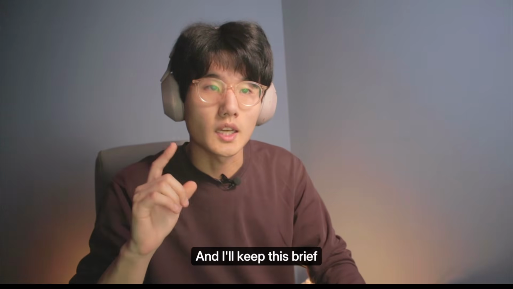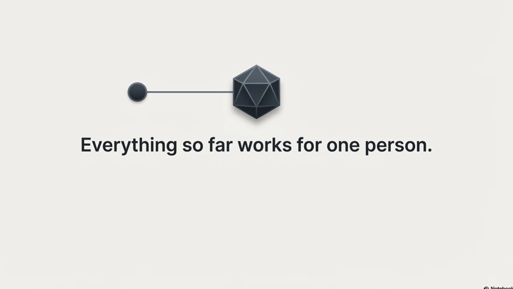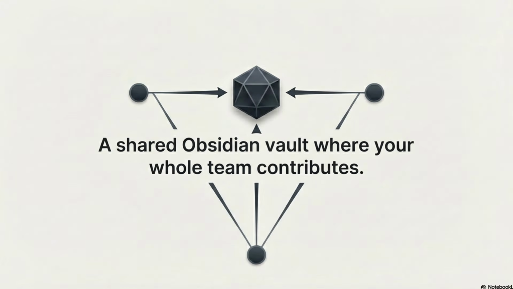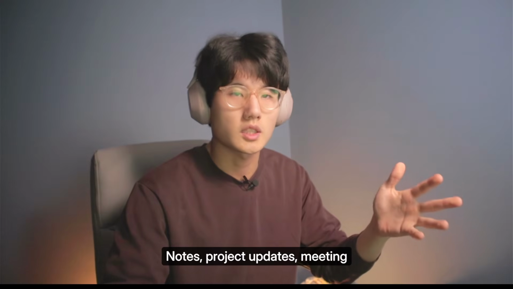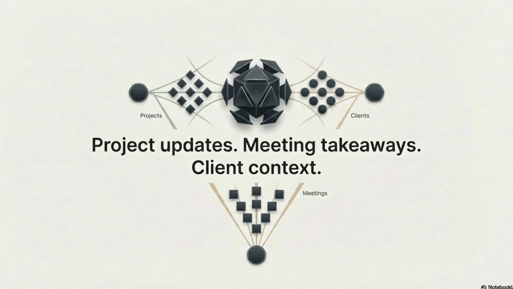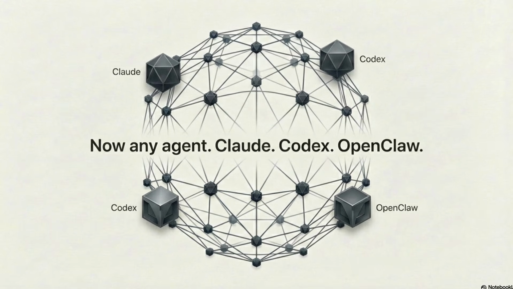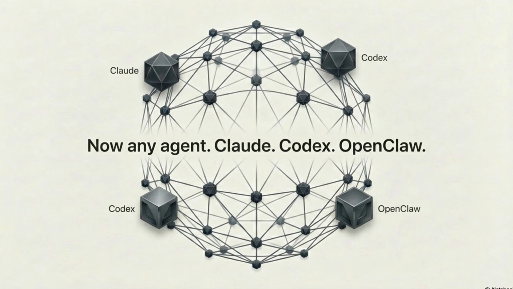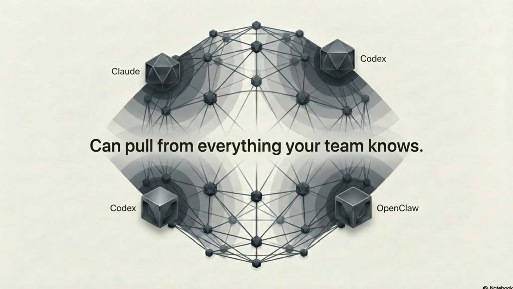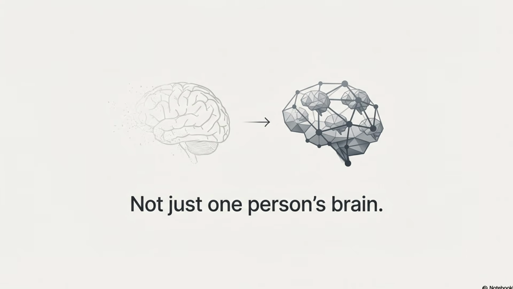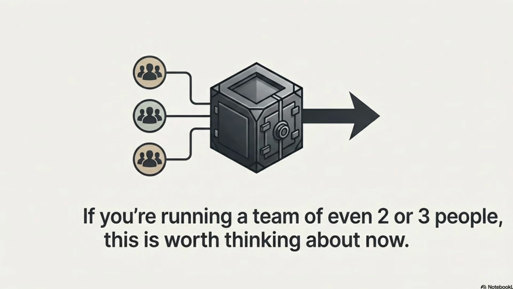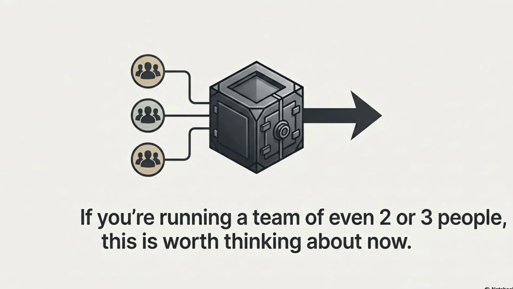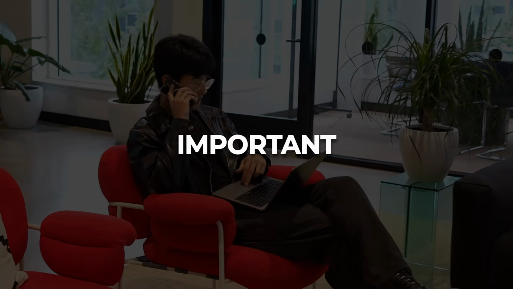One more level, and I'll keep this brief because it deserves its own video. Everything I've shown you here works for one person, but imagine a team, a shared Obsidian vault where your whole team contributes notes, project updates, meeting takeaways, client contacts, all connected, all linked. Now, any agent, Claude, Codex, OpenClaw, Gemini, can pull from everything your team knows, not just one person's brain. This concept is real. I'm trying to make this work with a client of mine, and if you're running a team of 2 or 3 people, this is probably worth thinking about now.